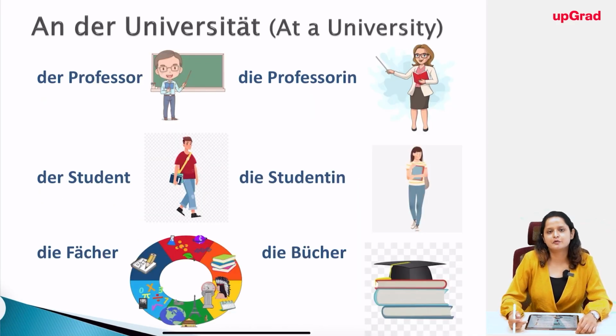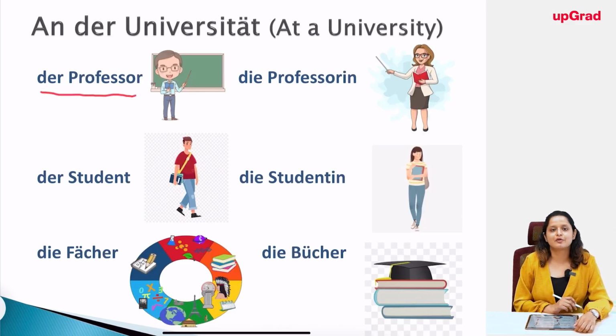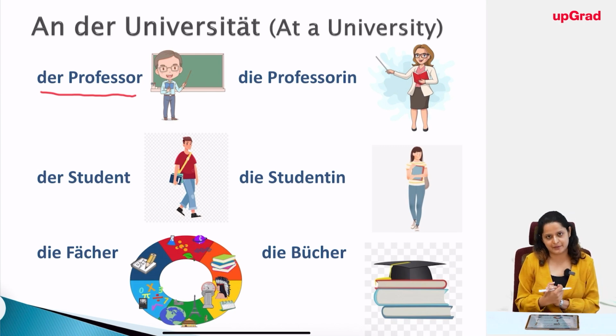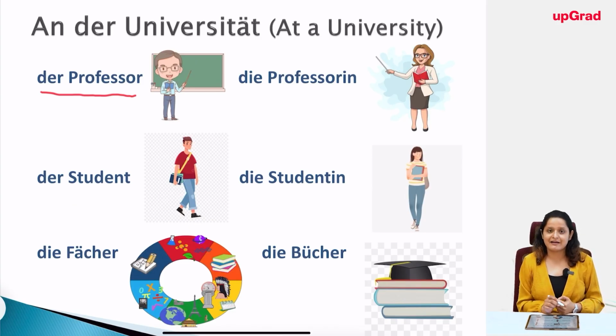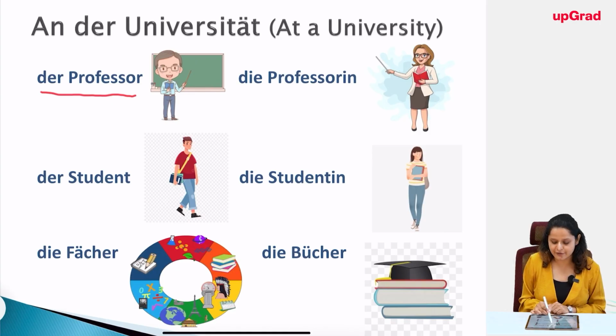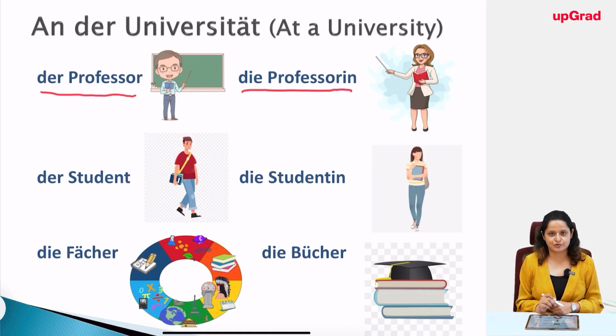We have some more words here related to university. We start with der Professor, which means a professor. As we have seen previously as well, when it comes to professions, there will always be two nouns for the same profession, one masculine, one feminine. So if you have a male professor, it will be der Professor. If you have a female professor, the word for that is die Professorin. So der Professor, die Professorin.